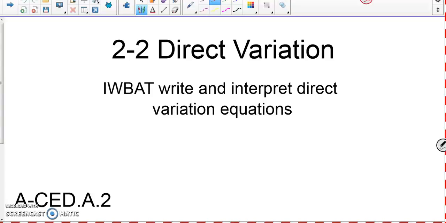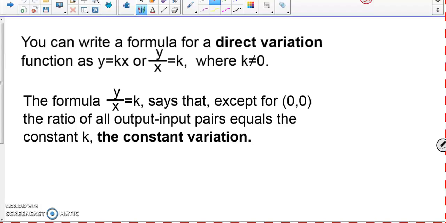Today we are going to do section 2-2, direct variation. You will be able to write and interpret direct variation equations today.